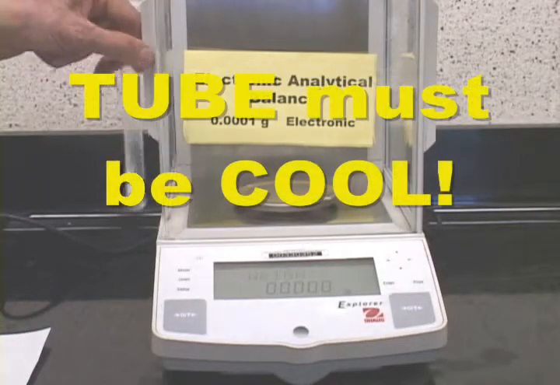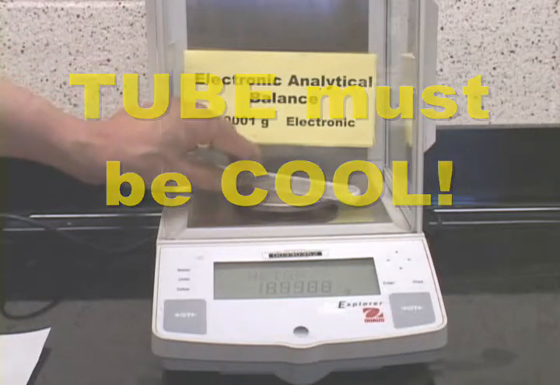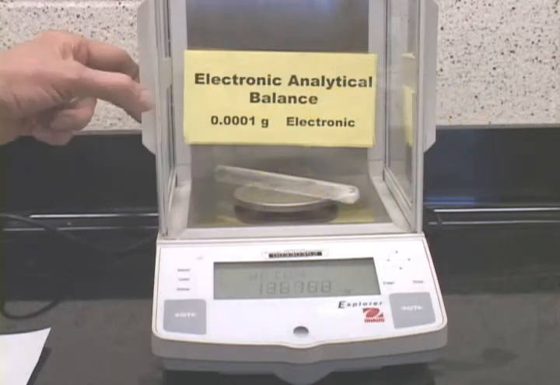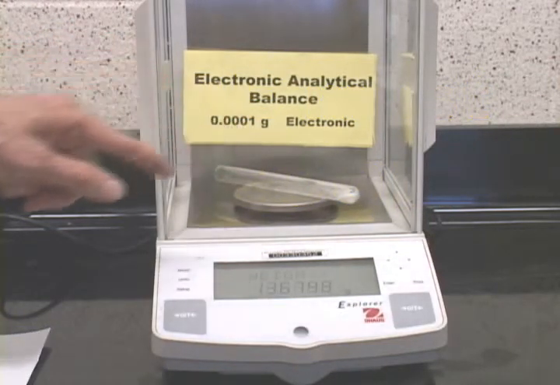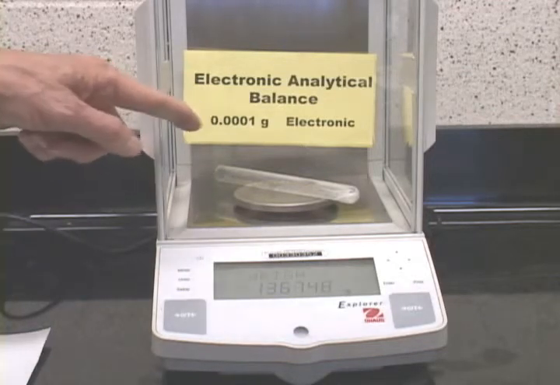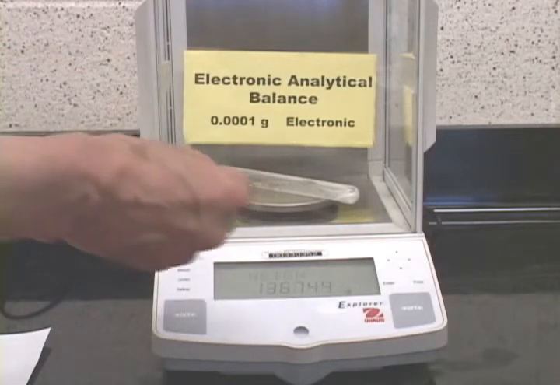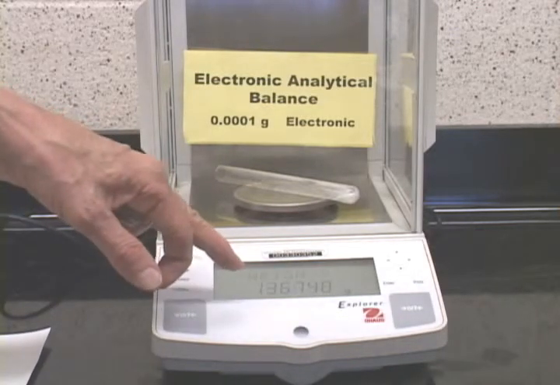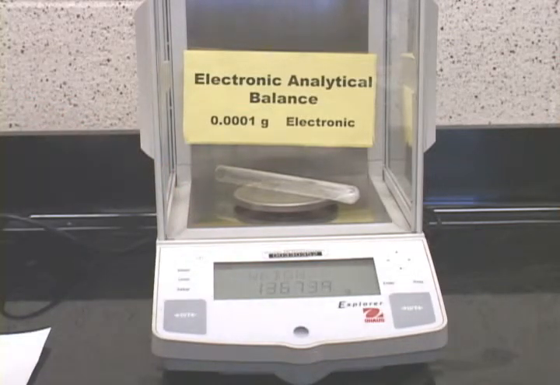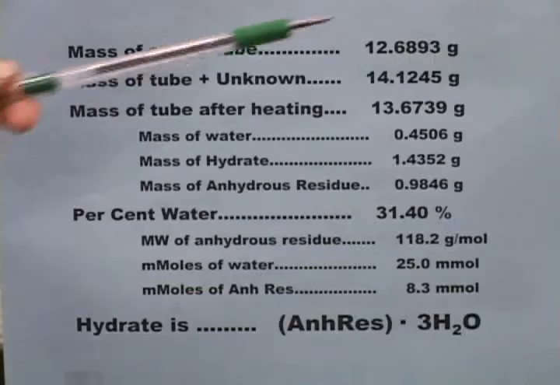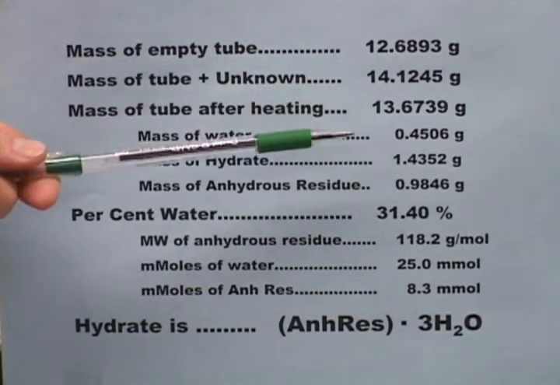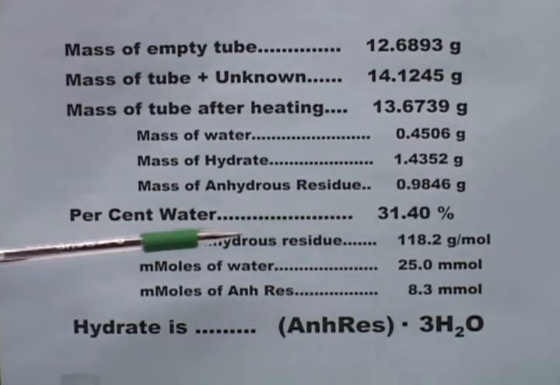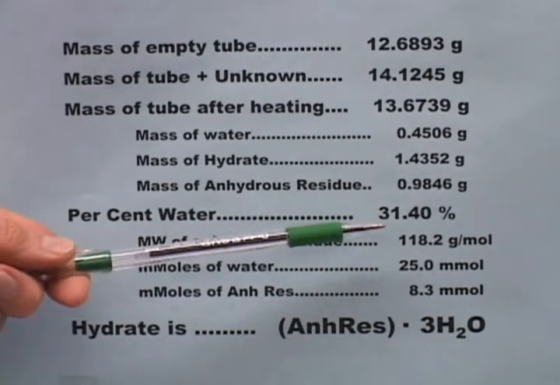Finally, weigh the tube after heating, driving off all the water. Again, put it on the notches. Make sure that the tube is cool. It has to be at room temperature, otherwise you'll get convection currents in here, which will make the weight too light. And read 13.6739 grams.